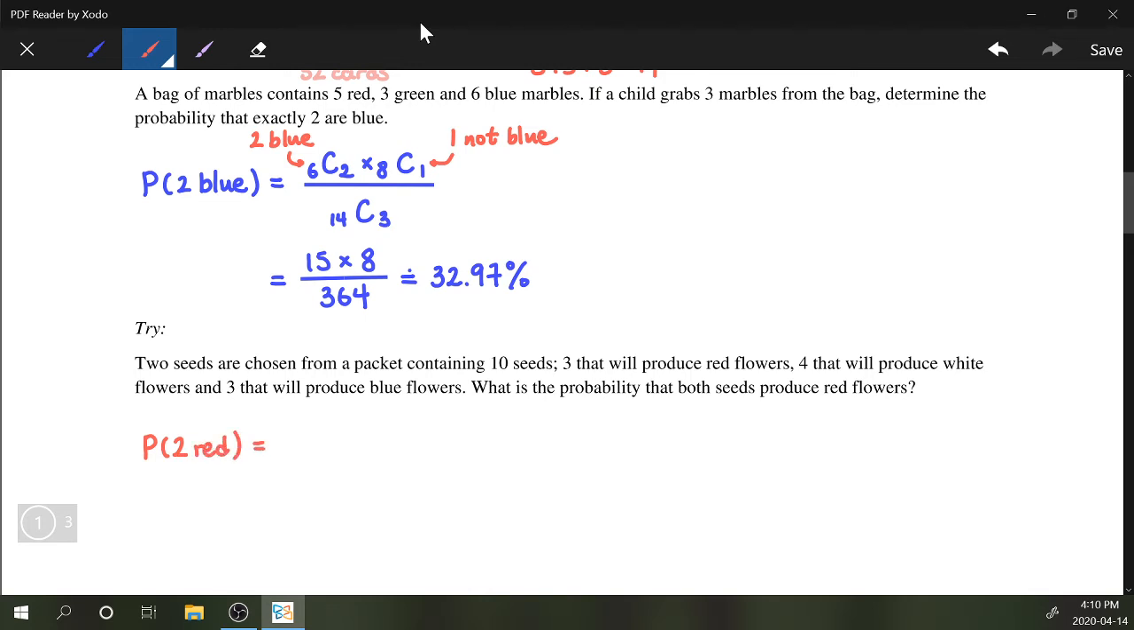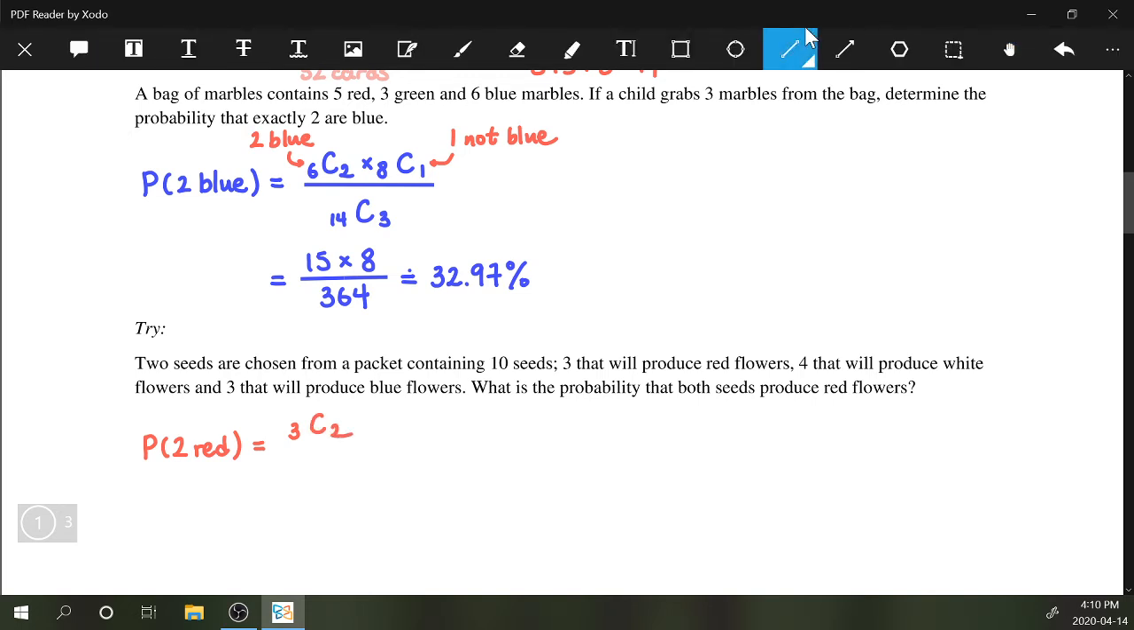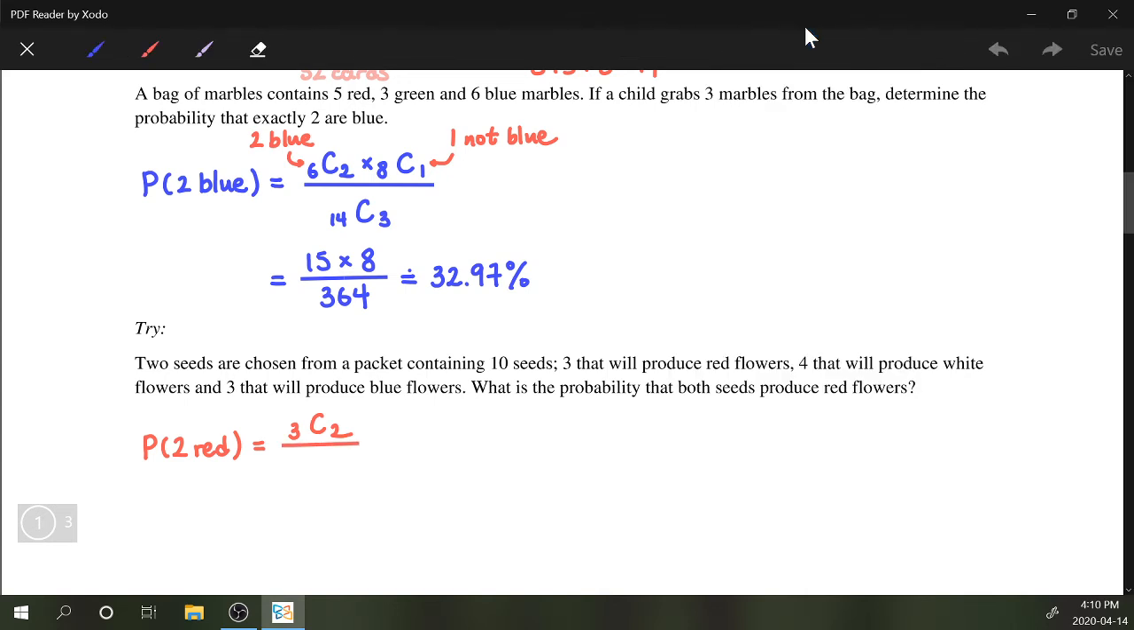there are 3 red seeds, or 3 seeds that will produce red flowers. We're going to choose 2 of them, and that's it. Those are all the favorable outcomes. And we divide it by 10 seeds in total, they say. So 10 choose 2. So 3 choose 2 is 3. 10 choose 2 is 45.